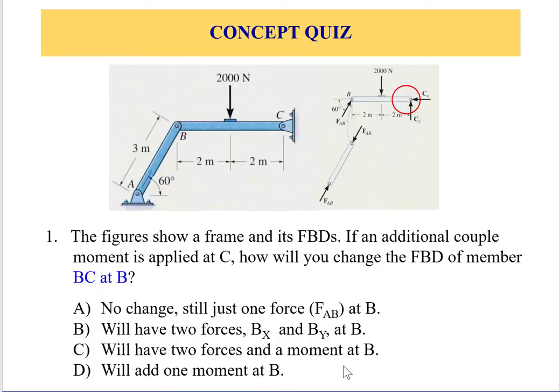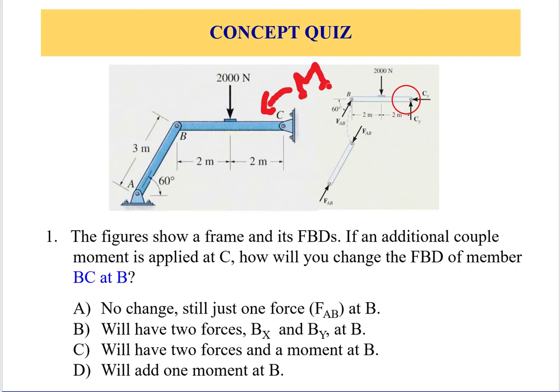Let's revisit the first example we solved earlier and assume that an additional change has happened to the structure, which is we add a couple moment at C. So assume that there is an additional force or additional moment at C, right? So assume there is a moment. Does that change the approach, and how would you solve it?